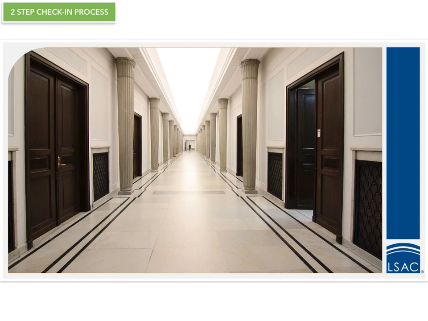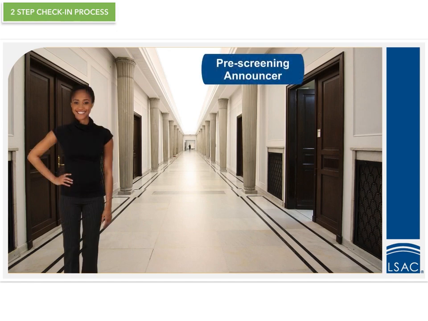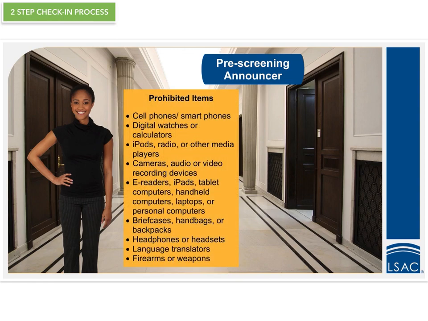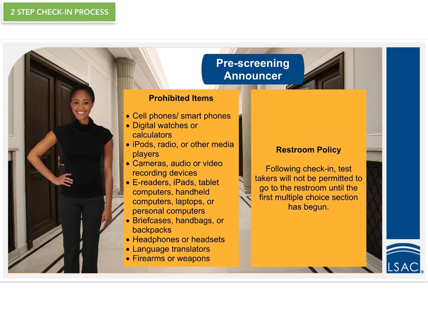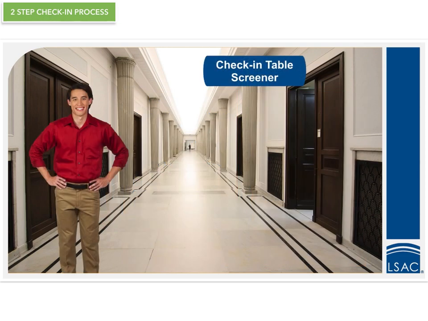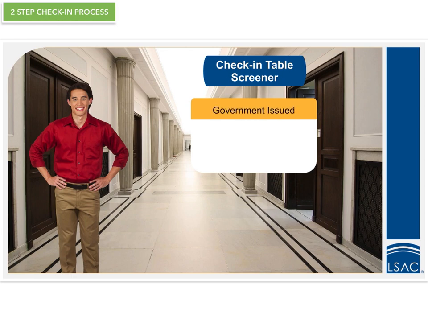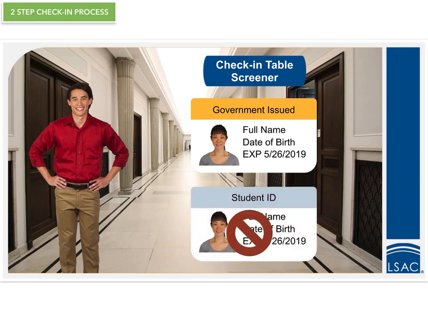In step 1 of the check-in process, the pre-screening announcer should make announcements about prohibited items and the restroom policy and direct test takers into the line for the check-in table, where a staff member will begin checking them in. At this point, the check-in table screener will check each of the test takers' IDs to ensure that it's government issued with a name, date of birth, and photo. It must be current or expired within 90 days. Student IDs cannot be accepted.